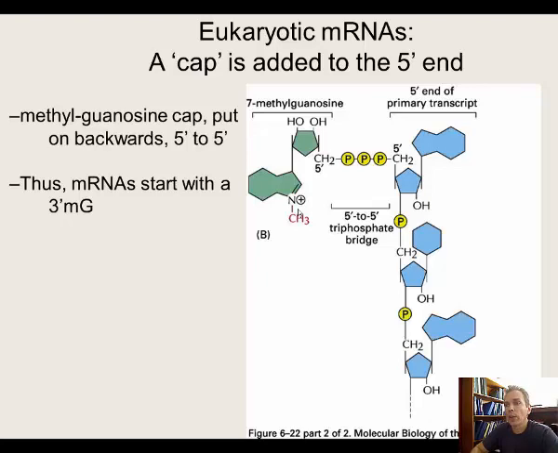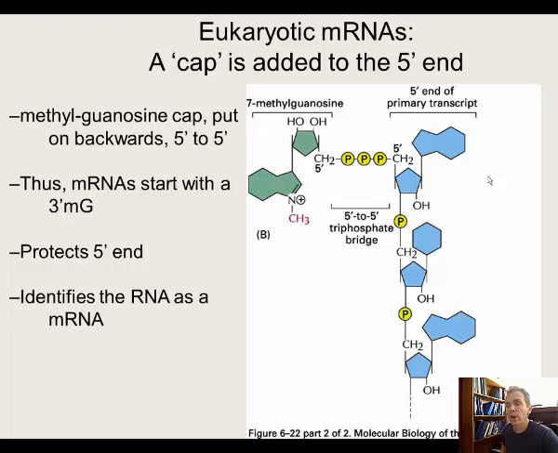So messenger RNAs in eukaryotes begin with a 3' methyl G, meaning that it's going from the 3' connected to the 5' of the messenger RNA. In addition to helping it get to the ribosome, it protects the 5' end, identifies the RNA as a messenger RNA. And again, it provides a binding site for the ribosome.